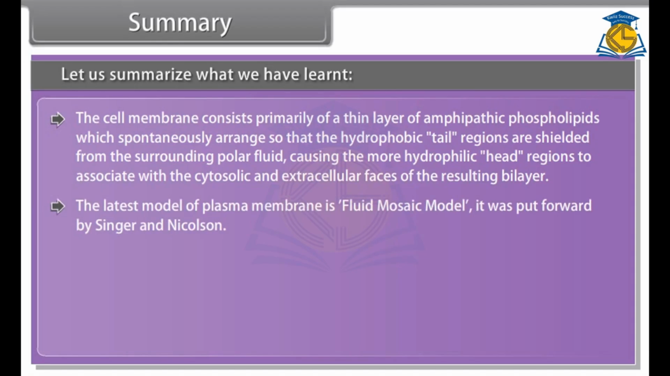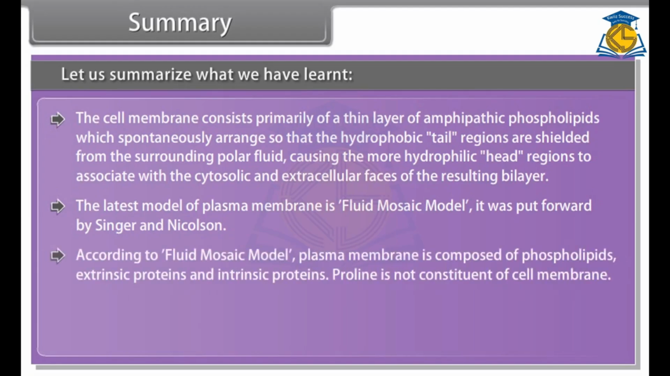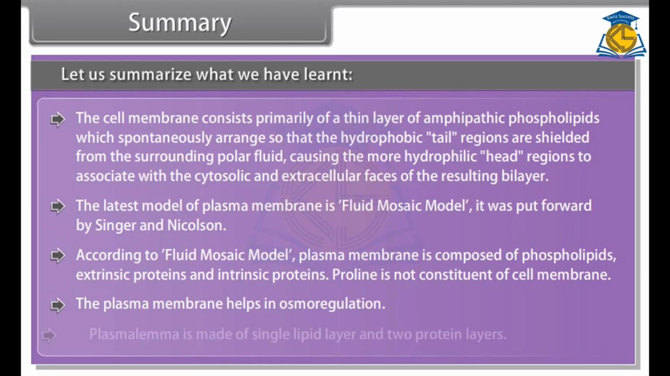The latest model of plasma membrane is the fluid mosaic model. It was put forward by Singer and Nicolson. According to the fluid mosaic model, plasma membrane is composed of phospholipids, extrinsic proteins and intrinsic proteins. Proline is not a constituent of cell membrane. The plasma membrane helps in osmoregulation. Plasma lemma is made of a single lipid layer and 2 protein layers.